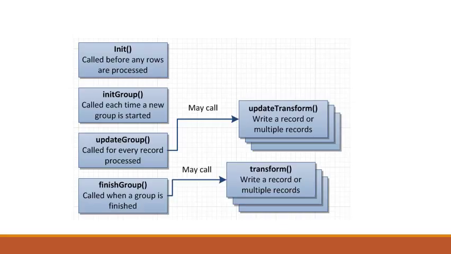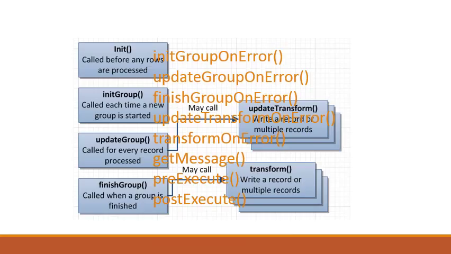Finish group is called at the end of your group, when the group is finished, and that calls transform, which can also run multiple times and write out multiple summary records. And there's a whole bunch of other functions, including error functions that we won't get into here. So it's a fairly complex component.